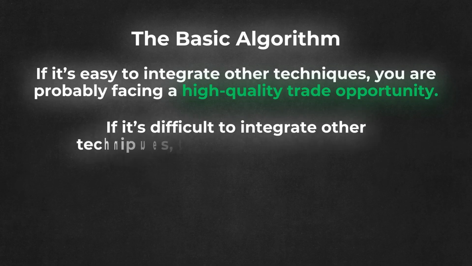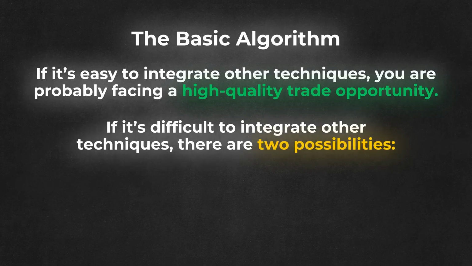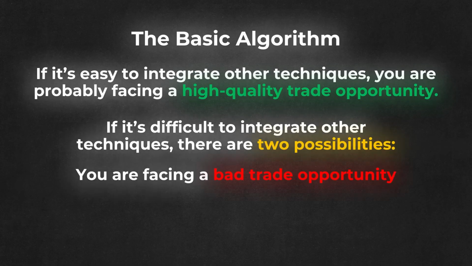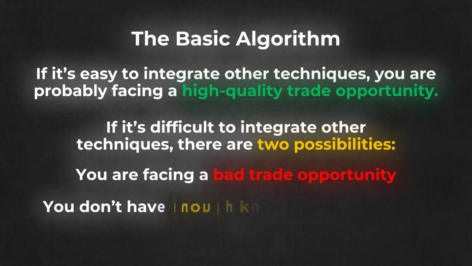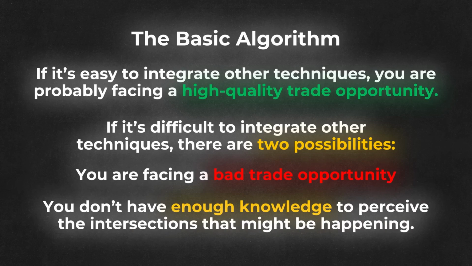If it's difficult to find intersections, there are two possibilities. Either you are facing a bad trade opportunity, or you don't have enough knowledge to actually perceive the intersections that might be happening. This solution is in the right direction, but it is incomplete. What follows is a brief list of pitfalls with this, and then after that I will give you the keys to solve all of them.